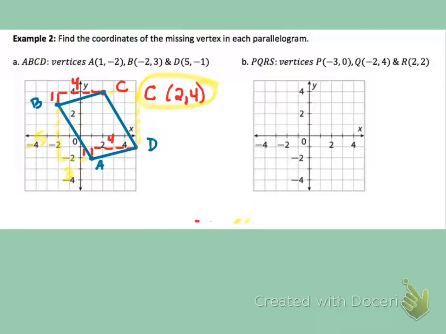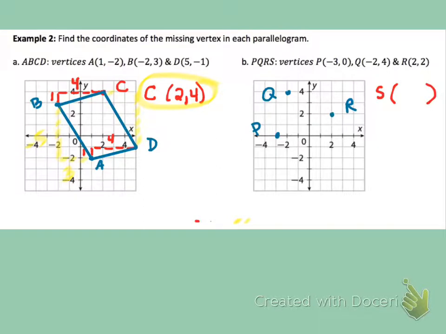Let's try another one, and then we'll have you test out your understanding with a you try question. So P is at -3, 0. So let's see, -3, 0, which is right there, right? Q is at -2, 4. So -2, 4, 1, 2, 3, 4. There's Q. R is at 2, 2. And they want us to figure out where, let's see, P, Q, R, S. So we're looking for what S is. So our final answer should be a coordinate that identifies where S is.